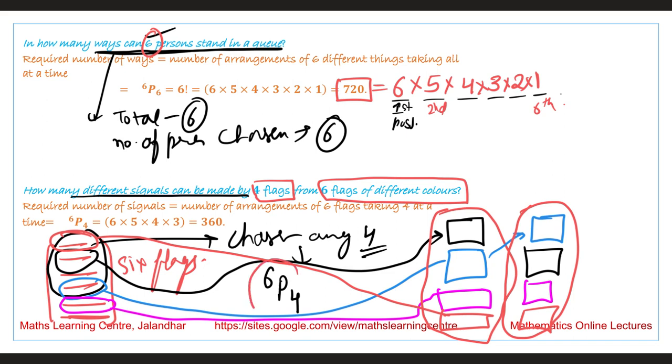So that is why we are using permutation over here: we have 6 flags, out of which we have to choose 4 different flags to generate 4 different signals. So the answer is 6P4, and the value of 6P4 is 6 into 5 into 4 into 3, which is equal to 360.